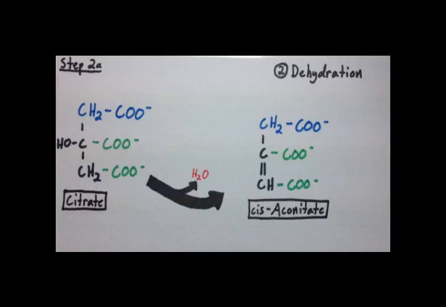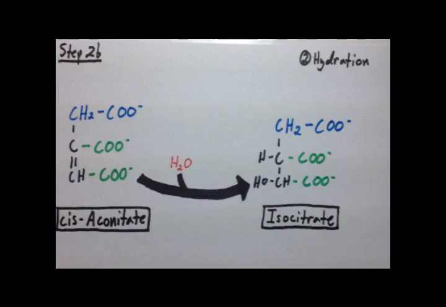And then next is step 2B, and this is a hydration reaction. And so you have your cis-aconitate, and water is going to come in, and it's going to put that alcohol on the lowest backbone carbon by the third carboxylic group, and that's going to give you isocitrate.